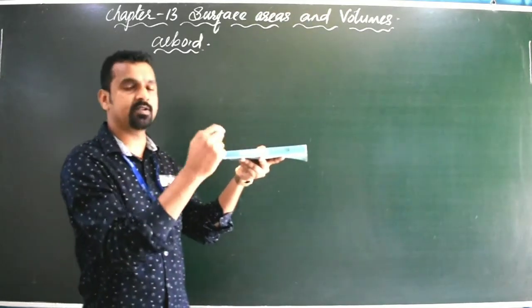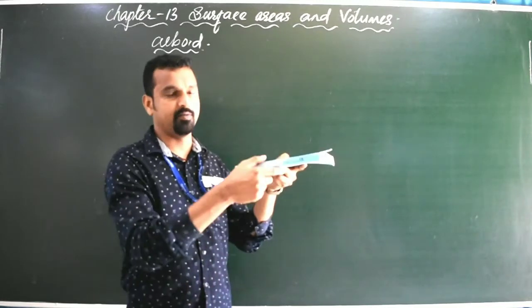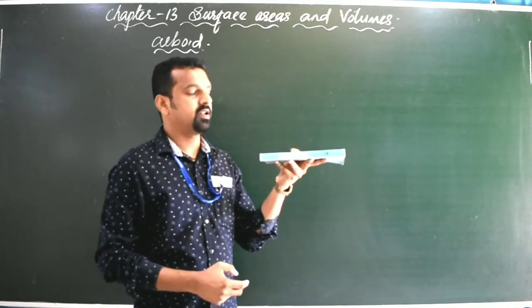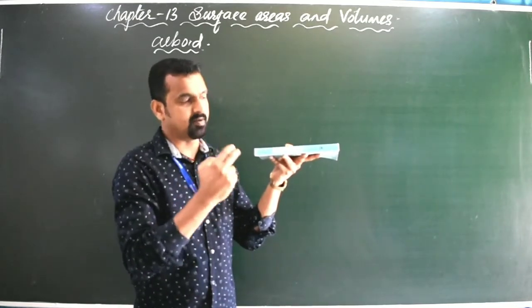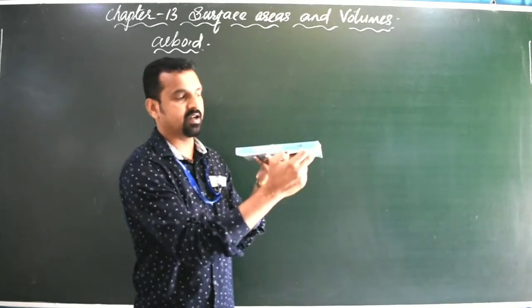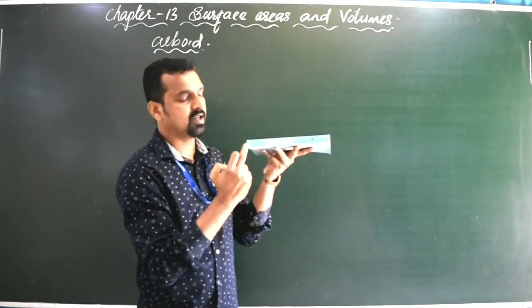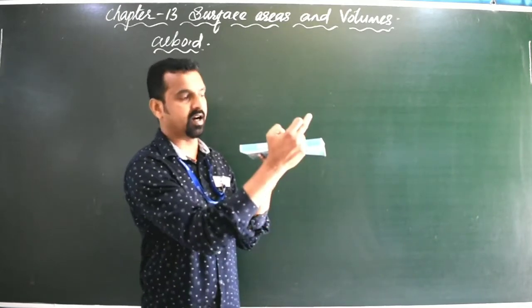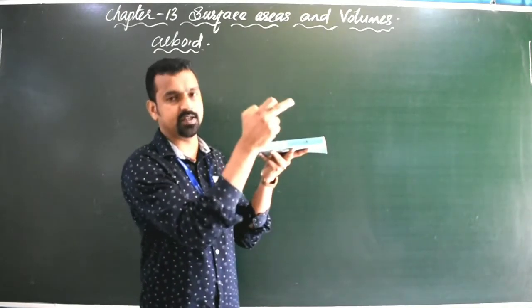Here we are going to study the surface area of a cuboid. First we will study the total surface area of a cuboid. Before that, we have to remember it has length, breadth and height. This cuboid has length, breadth and height. This one is the height of the cuboid.